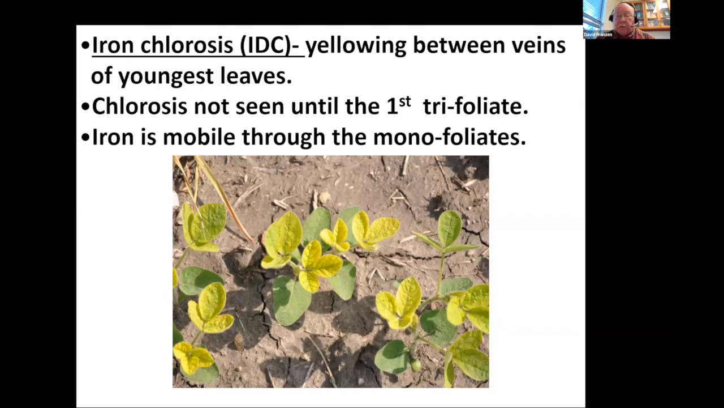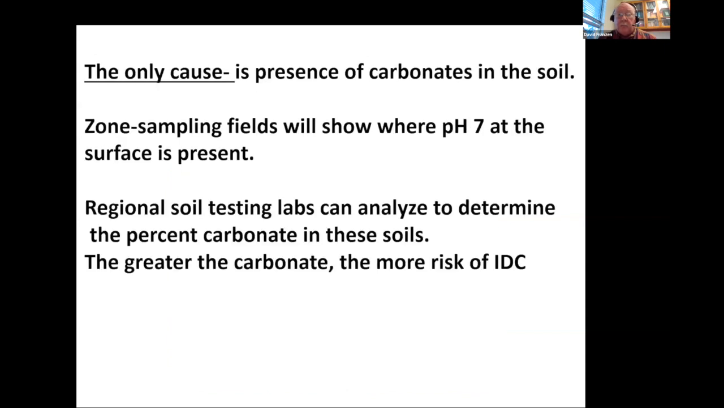Notice this interveinal chlorosis because the veins tend to remain green. If you center in on that center plant, you'll see the veins are still green, and between the veins, the main veins, the leaf is yellow. So that's interveinal chlorosis, IDC.